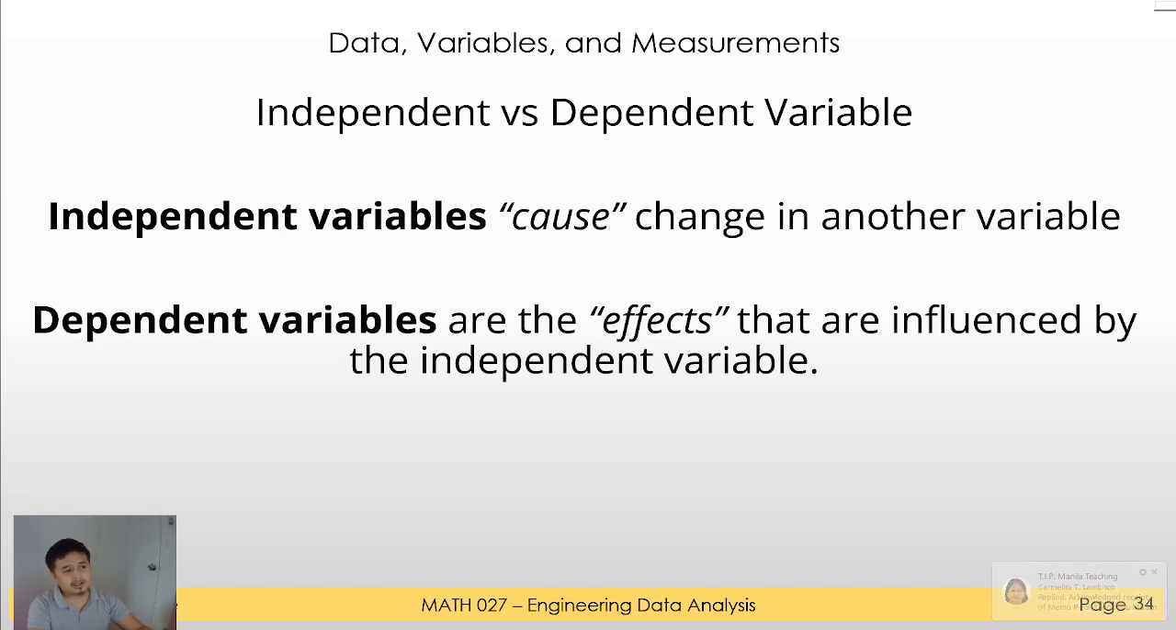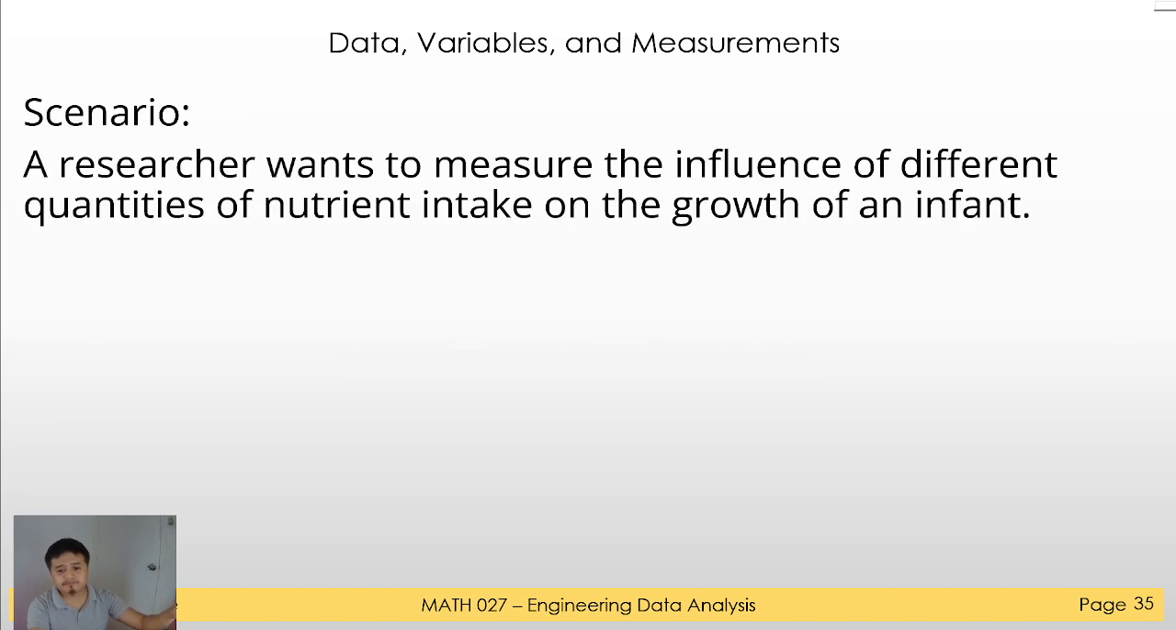Okay, so breaking this down, variables can be classified into independent variables and dependent variables. The independent variables cause changes in another variable, while the dependent variables are the effects that are influenced by the independent variable. So in simple terms, the independent variable is independent in itself; it is what causes the dependent variable to change. The dependent variable depends on the independent variable. So the dependent variable is the effect, and the independent variable is the cause.